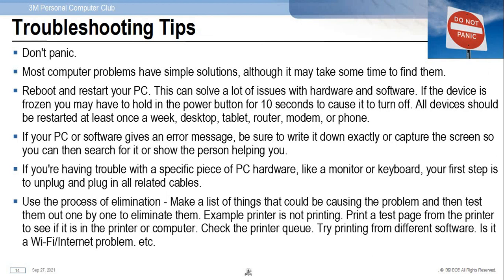Next, use the process of elimination. Make a list of things that could be causing the problem and then test them out one by one to eliminate them. An example is your printer's not printing. Well, you can try printing a text page from your printer. So your printer may be connected to a laptop or a desktop. You're printing a test page just from the printer, so you're sure that it's not the computer itself or the queue or things like that that might be going on in the computer.